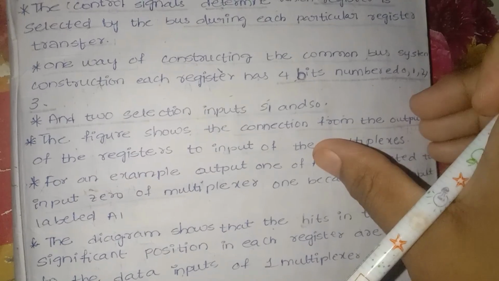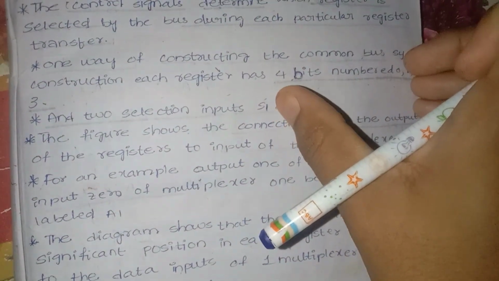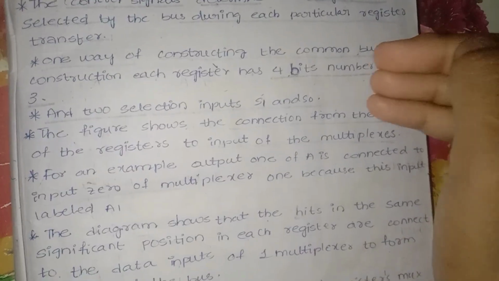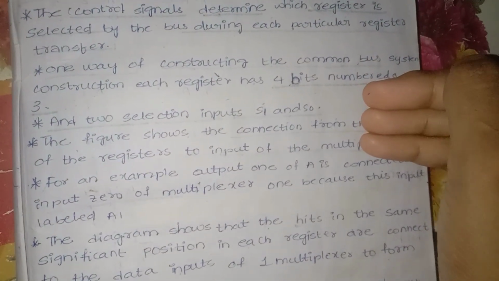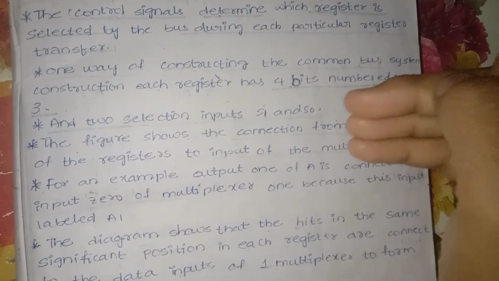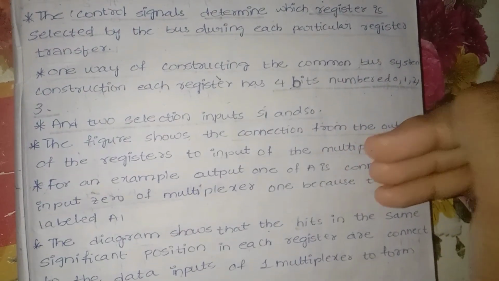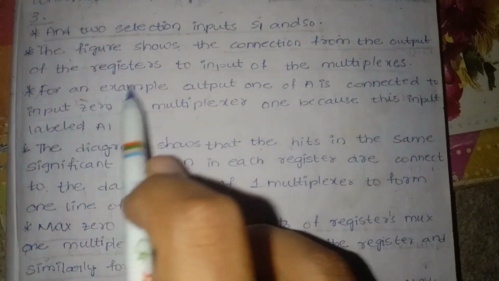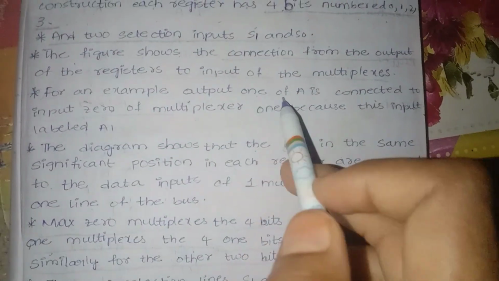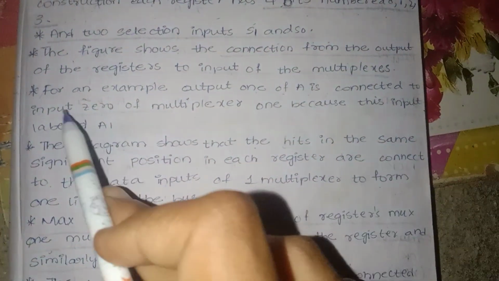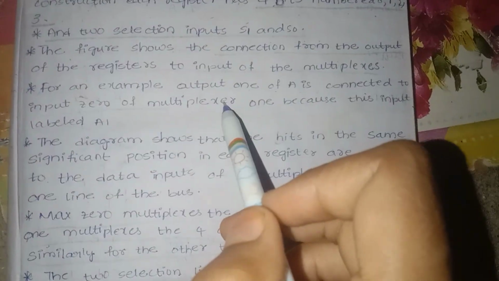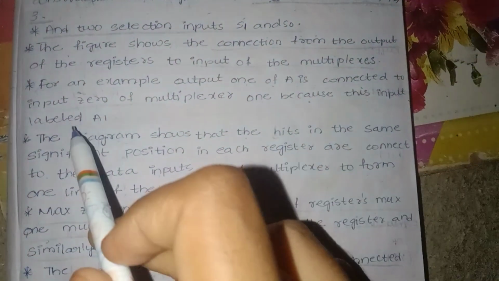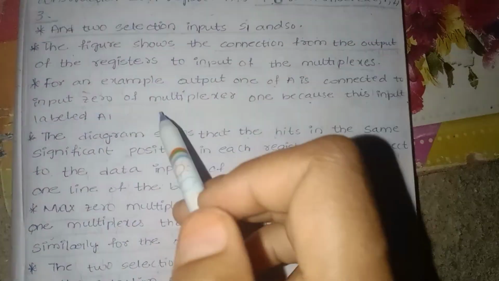First we will connect the registers. After that the multiplexers will be present at the top. S1 and S0 are selection inputs connected to the multiplexers. Multiplexers are connected with numericals 0, 1, 2, 3 and these are connected with registers R1, R2, R3, R4. For example, output 1 of A is connected to input 0 of multiplexer 1, because this input is labeled A1.